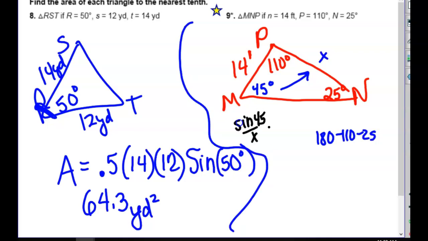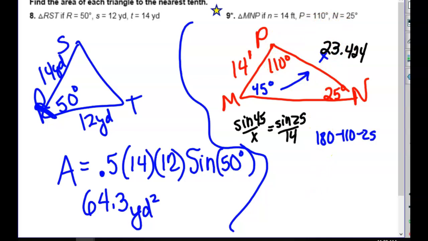X is across from the sine of 45 in the same way the sine of 25 is across from 14. So 14 times the sine of 45 divided by the sine of 25. 23.424. We could certainly just use 23.4. It doesn't matter. We'll be close enough. Any questions? Everybody getting that?